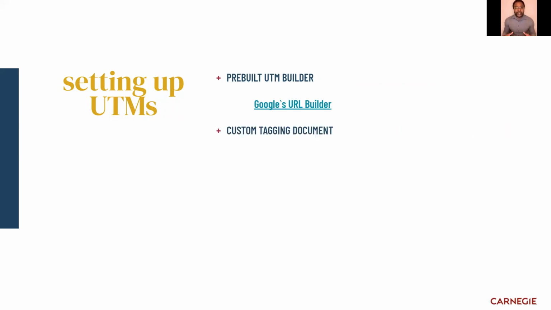So, setting up UTMs. We're going to quickly go through how to do this. There are two options. One, you can use a pre-built UTM builder, and we'll show you how to do that. The one that we'll focus on is Google's URL builder. You can Google that and navigate to the page where you'll fill out a form, and that will generate a URL that you can paste onto your advertising platform. And then we also have the custom tagging document, which is our custom URL builder. We'll share that with you, and the advantages of doing that over the pre-built UTM builders.